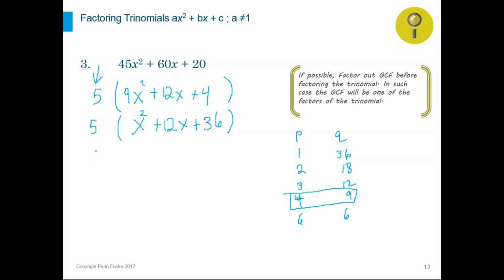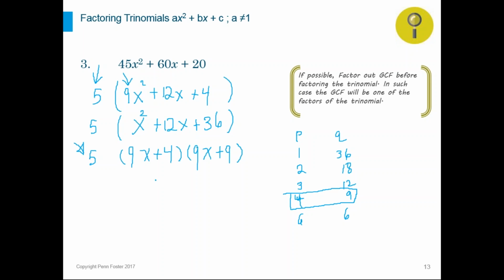So I'm going to keep the 5. And then factor. I'm going to write out my factors. I have an x and I have an x. And I have plus 4 and plus 9. Both of them are positive. Remember, I have a 9. I'm not going to put the 45. I have my 5 that I just factored out. So I'm going to put a 9 and a 9.